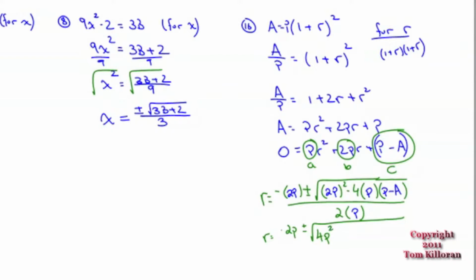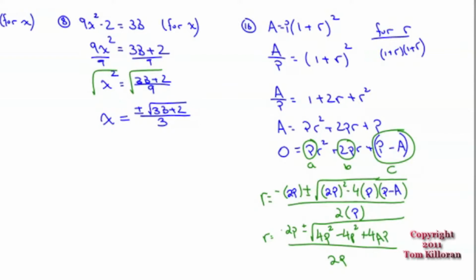We could distribute negative 4P through the P minus A. Negative 4P times P is negative 4P squared. And negative 4P times negative A is a positive 4AP. Keep it alphabetical. All over, of course, 2P. Oh, this is going to simplify rather nicely. I didn't expect this. What happens to the 4P squares?